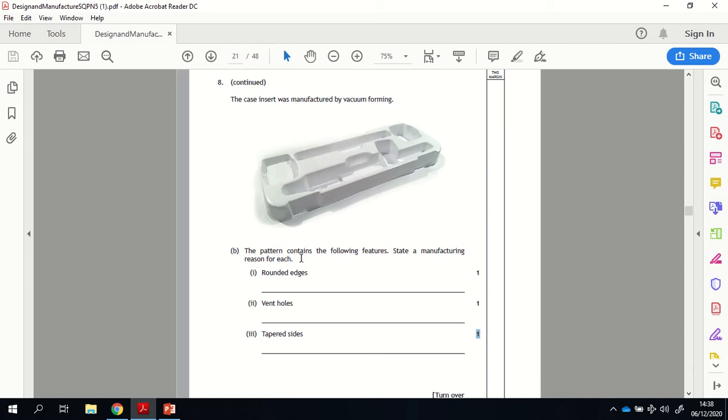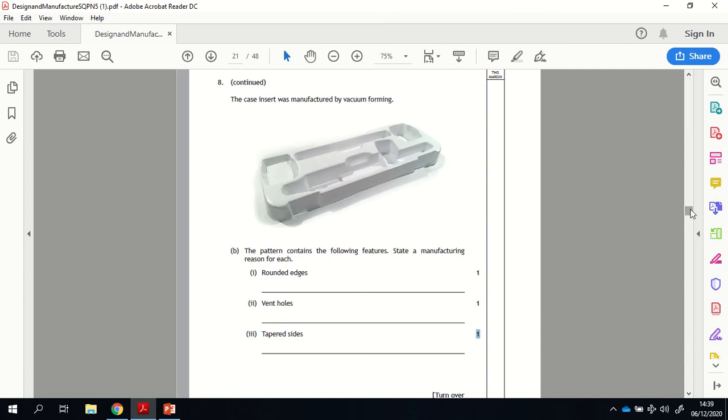So the question says the pattern contains the following features, state a manufacturing reason for each. Now, this is a plastic insert. They're talking about the pattern that would be used, the wooden pattern that would be used when making this insert. So that pattern would have rounded edges, vent holes, and tapered sides. So in order to answer question 1, to give a reason for having rounded edges in the pattern, sometimes that can be quite difficult, to know even from your revision why that's the case.